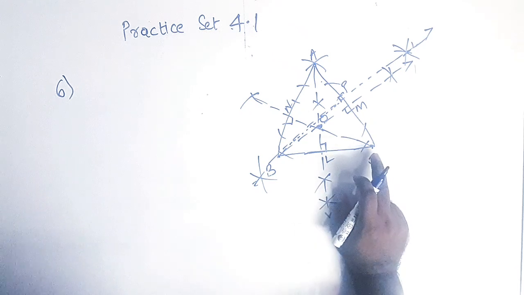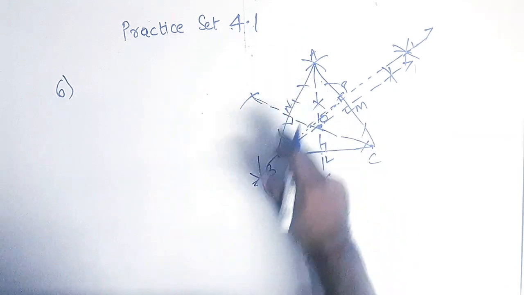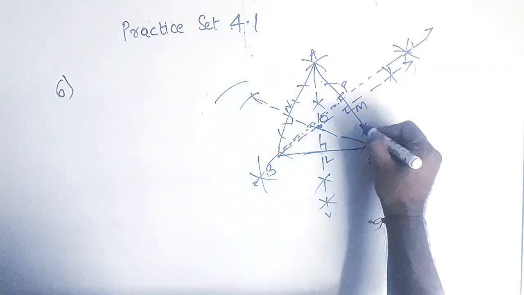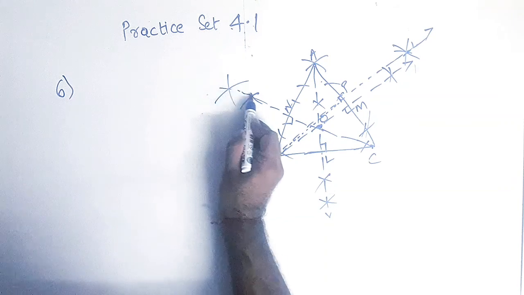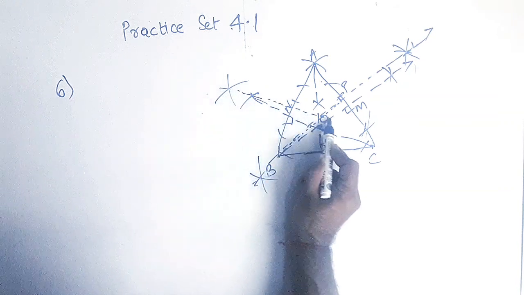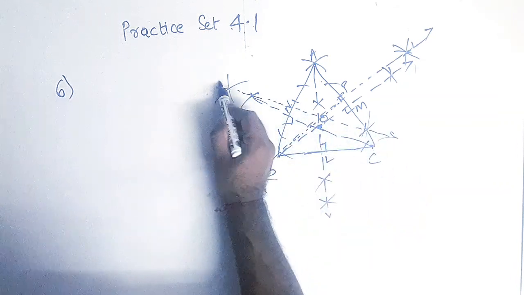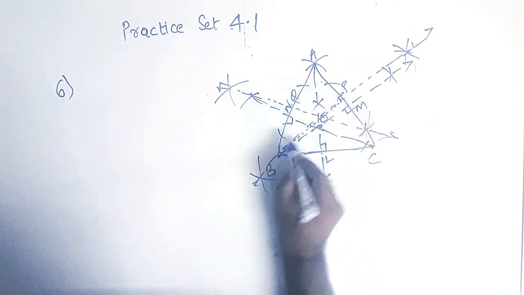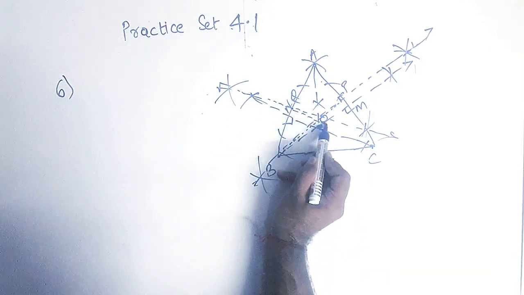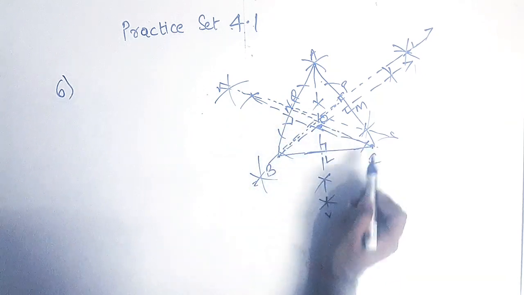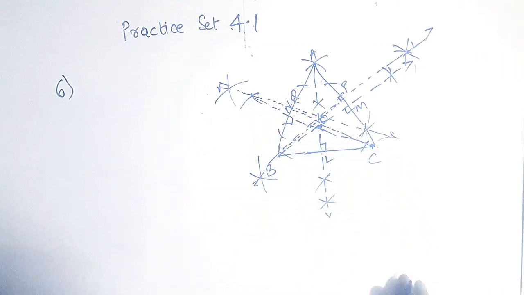Okay, so now finding the midpoint of AB. So I will draw it here and here, here and here. So Q is the midpoint. This point Q is the midpoint of AB. So you have to join QC. QC is the median of triangle ABC.